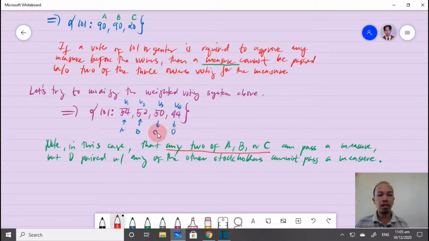If you pair them, notice that it cannot pass a measure. So we have 54 plus 44, which is 98, which is not greater than 101, or 52 plus 44, or 50 plus 44, which is not greater than 101. So if you paired D with any of these stockholders, A, B, and C, what does this mean?